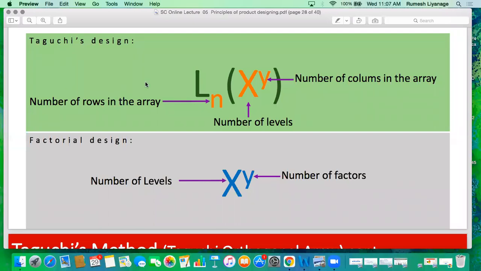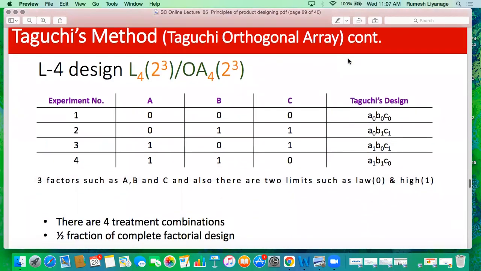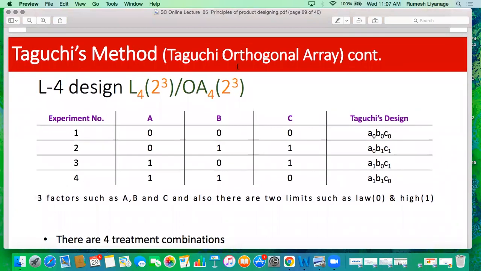Design, right? Number of rows means number of experiments, and number of columns means number of factors, right? This is Taguchi's L4 design. So there are 4 trials, 2 levels, 3 factors. It means 3 columns, 4 rows, and we are going to check at 2 levels.